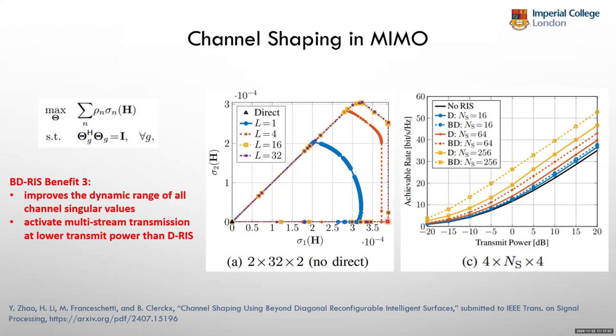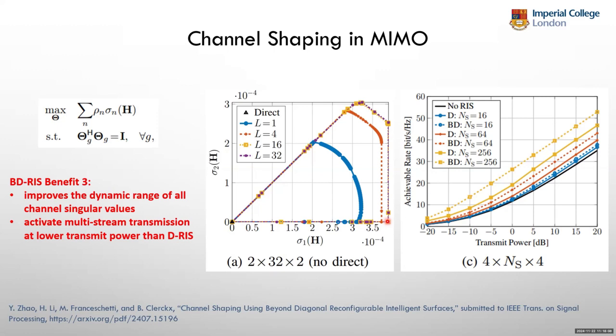And so what that means is that it has a benefit in MIMO systems because it enables you to achieve higher degrees of freedom, a higher multiplexing gain at lower SNR.